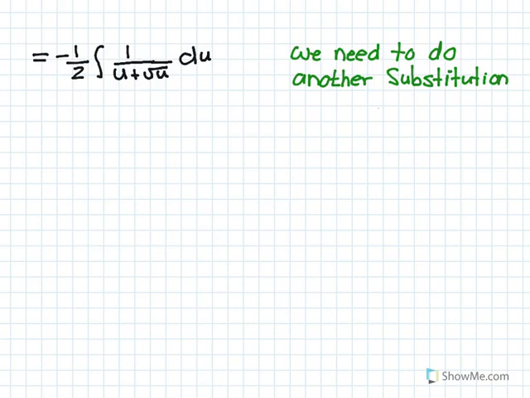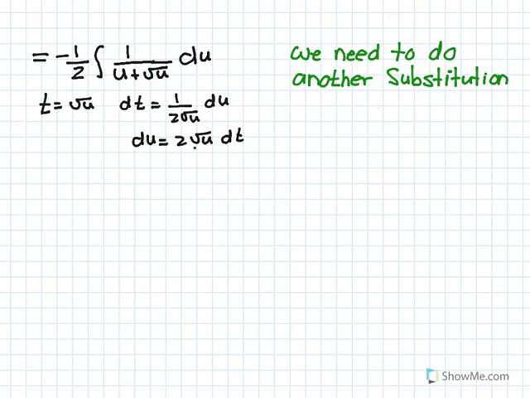So we have negative 1/2 integral 1 over u plus root u. What is the choice for t? We're going to let t be equal to root u. The differential dt will be 1 over 2 root u du. Solving for du, we get du is equal to 2 root u dt, but root u is just t, so we get 2t dt. So du is equal to 2t dt, and t is equal to root u, and t squared is equal to u.